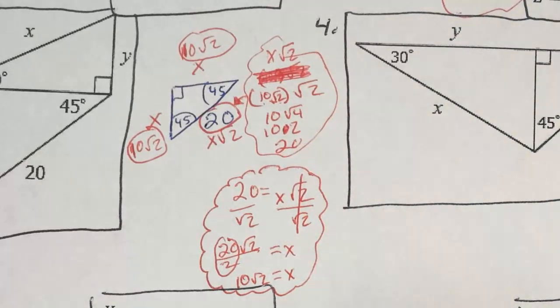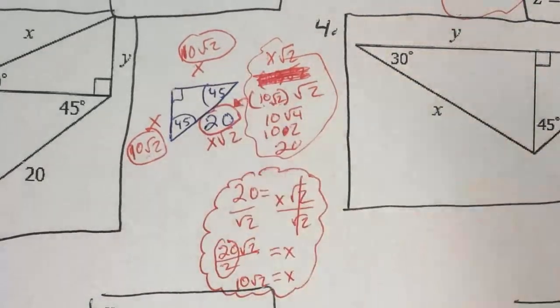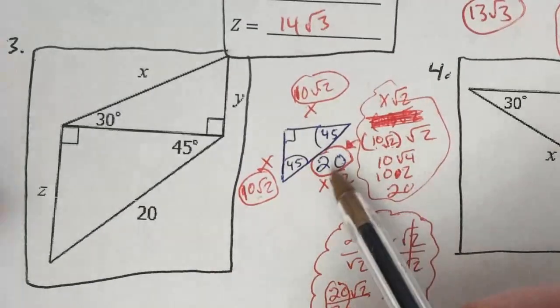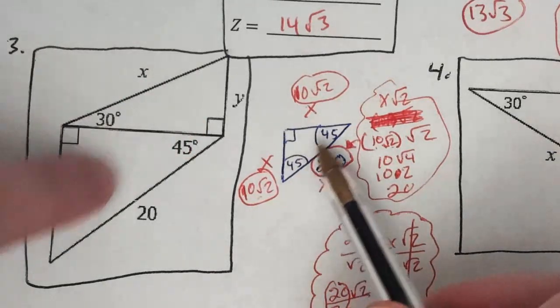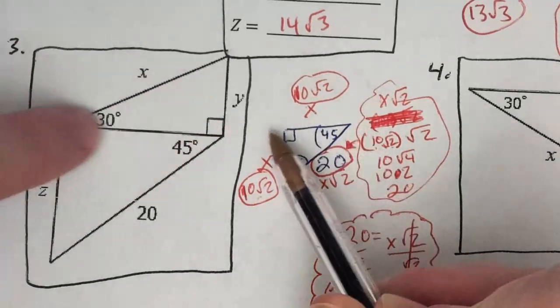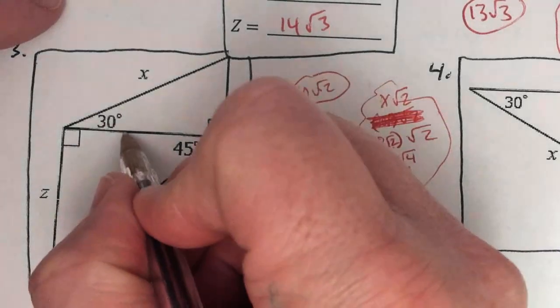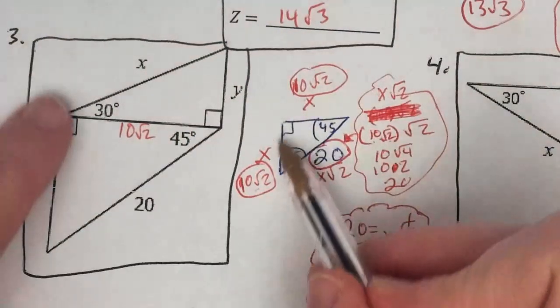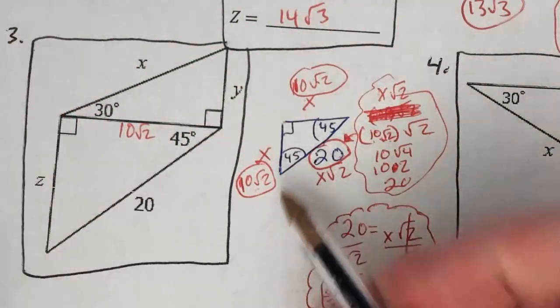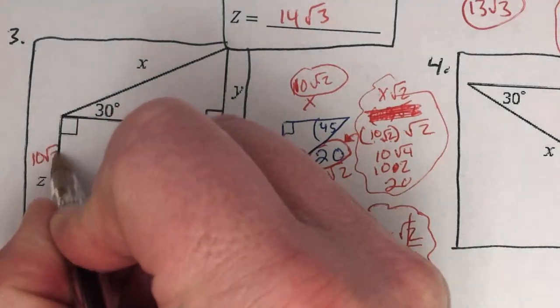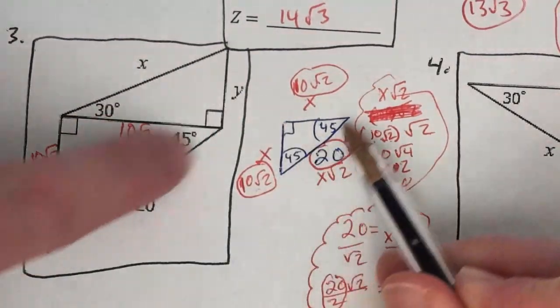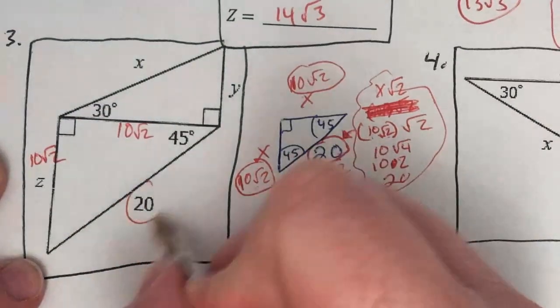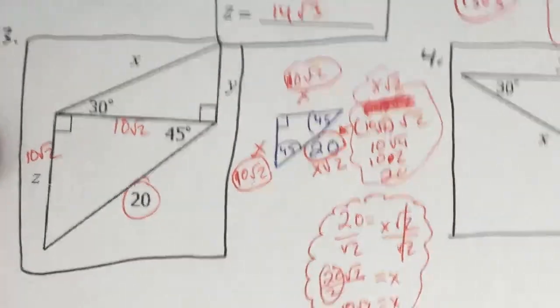Okay, so let's get back to the problem. We found these 3 sides right here. Put that back in the picture. And so it's this bottom one. So this side right here was 10 radical 2. This side right here was 10 radical 2. And this side right here is still 20. Perfect. All right, that's really nice, isn't it?